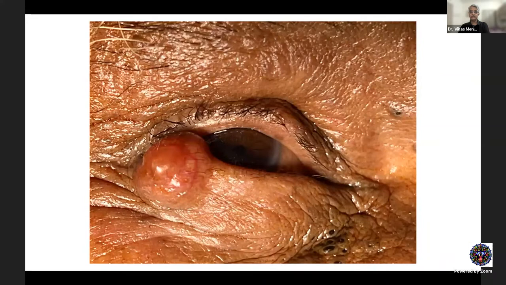Another patient similar to chalazion. So many times chalazion is a common thing in your OPD. You will see many cases of chalazion in a single day in your OPD. But another patient came with a similar presentation, referred to our department as chalazion. But you see the prominent red blood vessels.